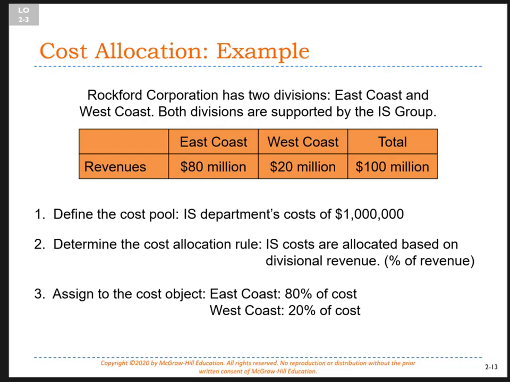So if we determine our cost allocation rule is that we're going to allocate it based on revenue, you see that East Coast revenue is 4 times higher than West Coast, or you can say that East Coast is 80% of the total and West Coast is 20% of the total. However it makes sense to you, you'll get the same result. So we're going to allocate 80% of the costs to East and 20% to West, or 4 times as much to East, or 4/5 to the East Coast and 1/5 to the West Coast. Whatever makes the most sense in your head. Assign the cost. The cost object gets that percentage.